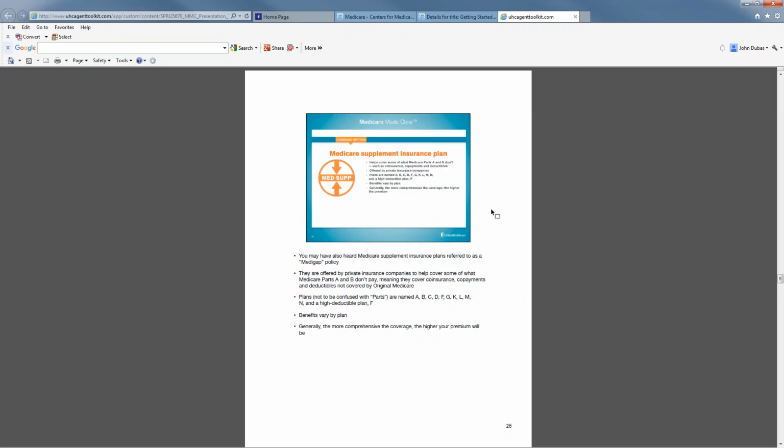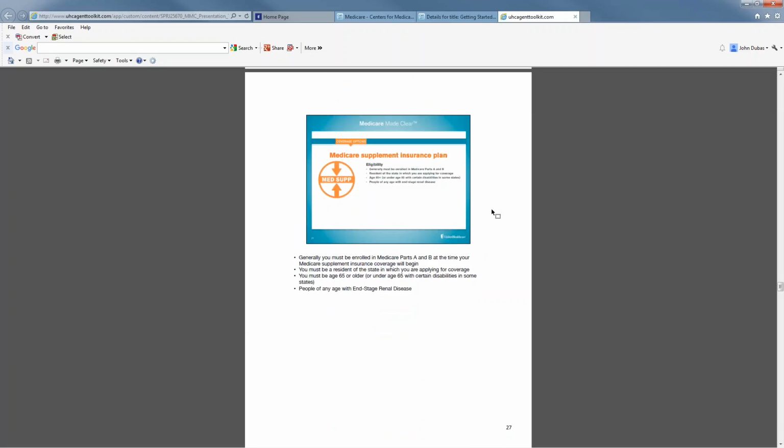Standardized programs set by the government in benefits. They may vary from plan to plan, and generally, the more comprehensive the coverage, the higher the premium that's associated with the plan. To be eligible for a Medicare supplement, you've got to be enrolled in Medicare Parts A and B at the time the supplement coverage begins. You've got to be a resident of the state in which you are applying for coverage. You must be age 65 or older, or under age 65 with certain disabilities in some states, and people of any age with end-stage renal disease.